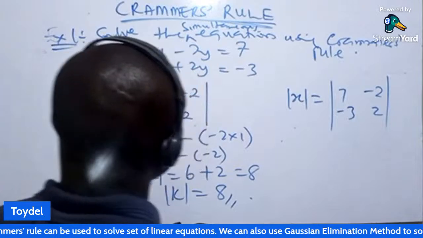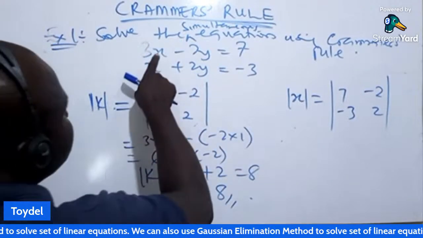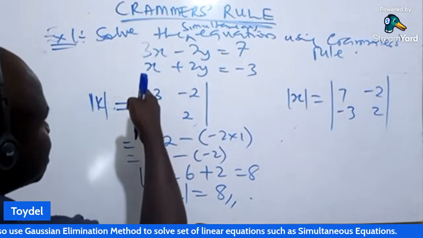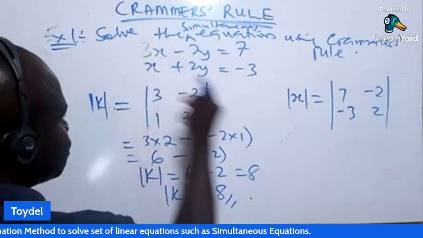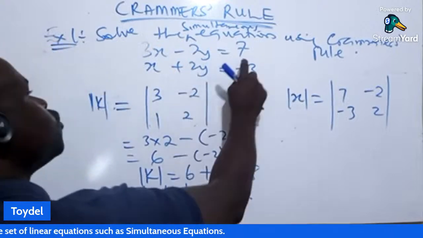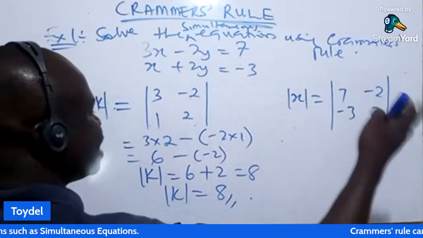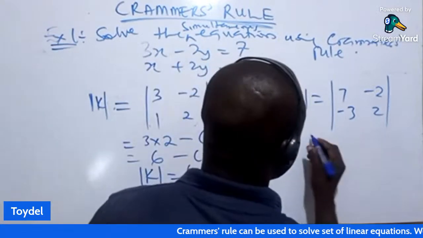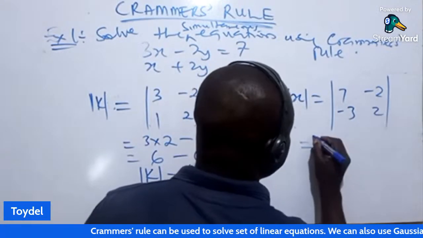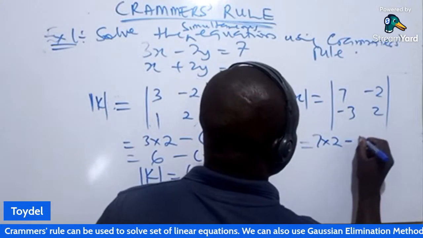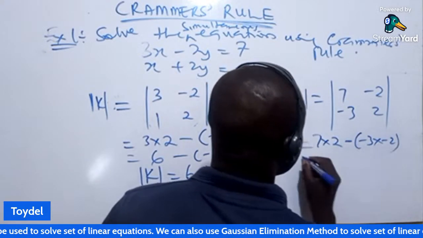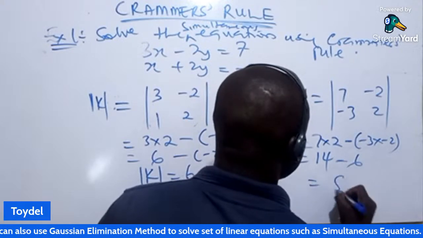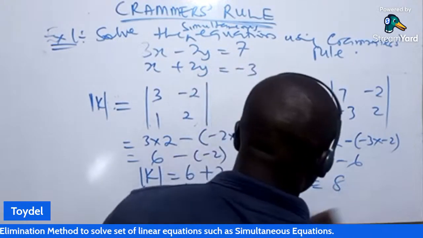So if you now want to find the determinant of each of the variables, if I'm to find the determinant of x, instead of using the coefficient of x, I would disregard the coefficient of x. I'm going to use the constant at the right hand side to replace the coefficient of x. And that's what I've done there. So if I say 7, I'm going to have 7 times 2 minus 3 times minus 2. So 7 times 2 is 14 minus 6, and that is equal to 8. So the determinant of x also is equal to 8.